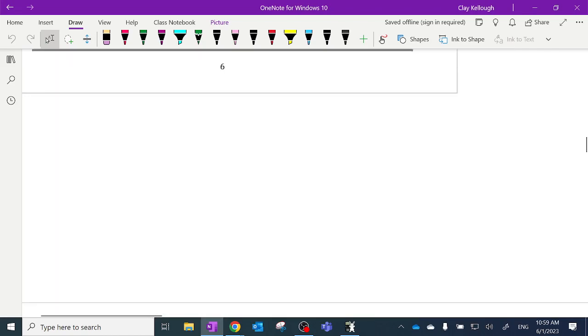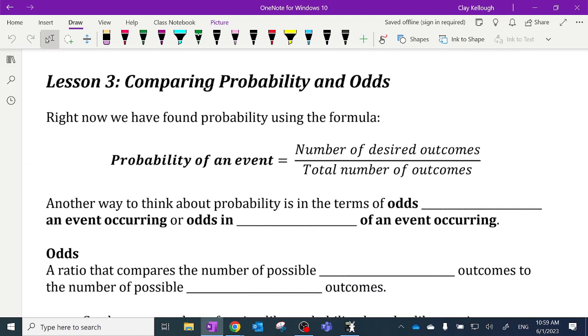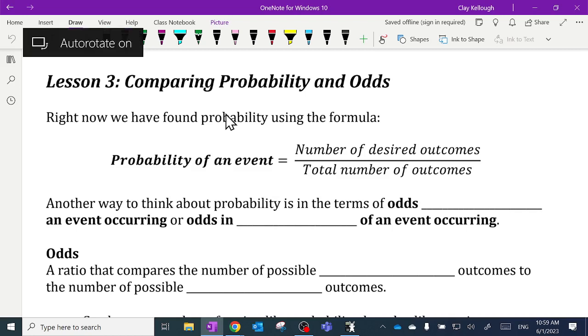So lesson 3 is all about the difference between probability and odds. Here's what probability is: desired over possible. It's got this nice little formula. The probability that an event happens is the number of ways that I want it to happen, so desired outcomes, over all the ways that the event could actually turn out.